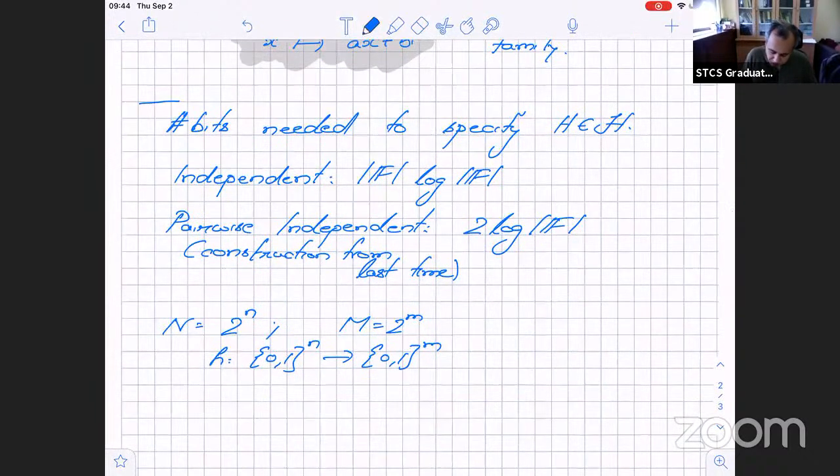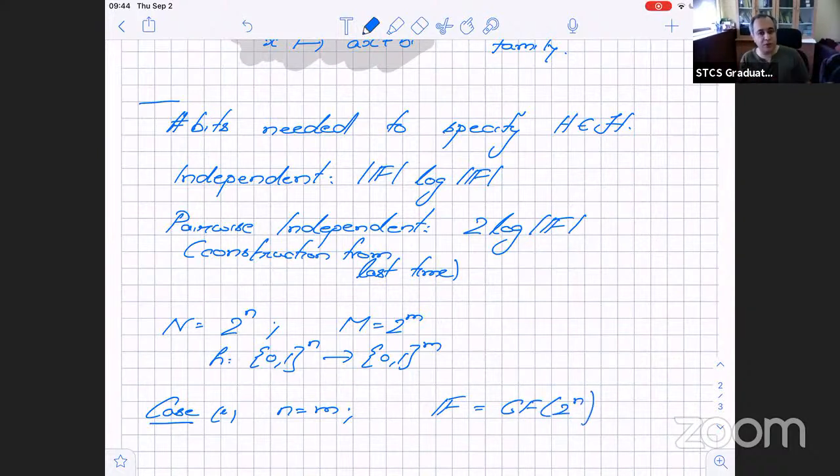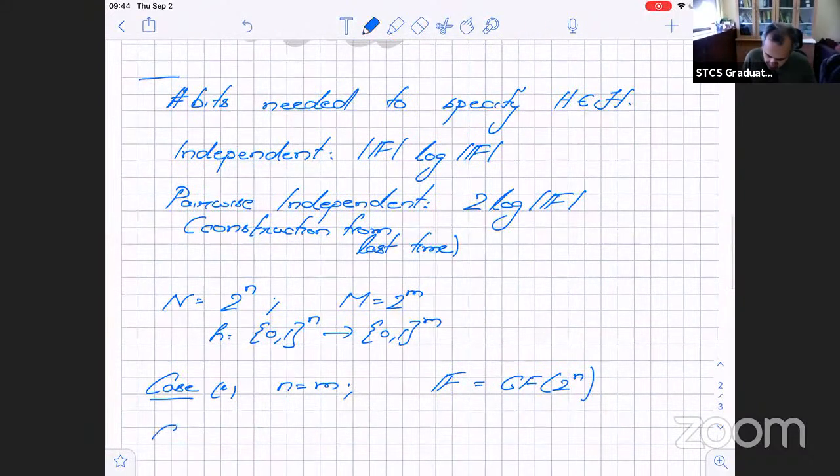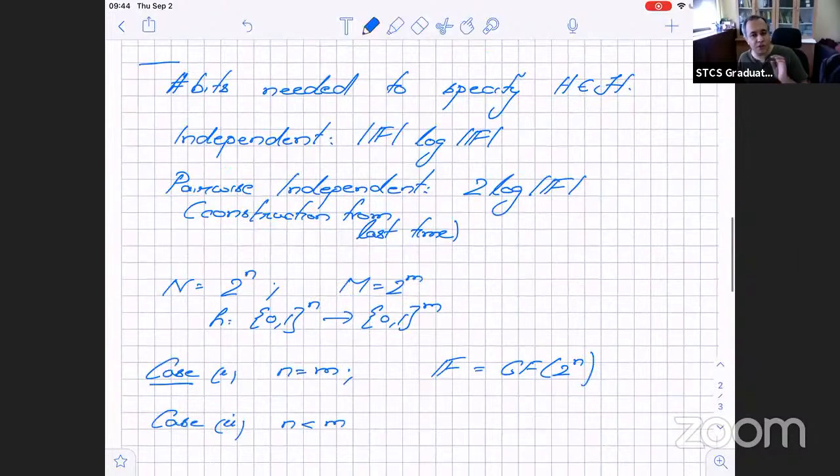We can work with other settings also, but this will be nicer. There are various cases now: n equal to m, n greater than m, n less than m. Let's start with case 1, the easiest, when n equals m. Here you just set the field F to be GF(2^n), and exactly the above construction will work. Case 2, suppose n is less than m. I want to say the above construction again works, but with a slight modification. What do you think we can do?